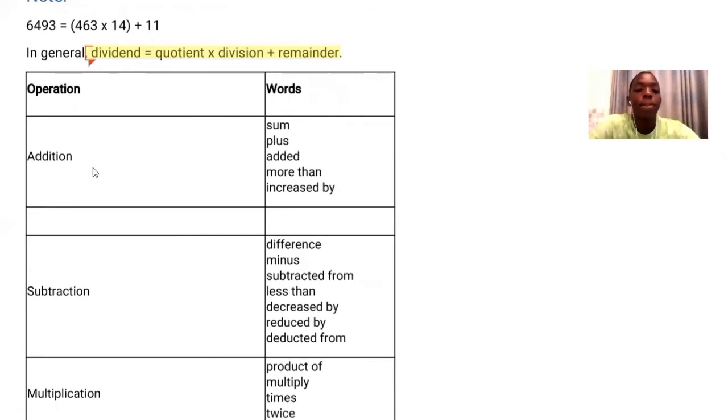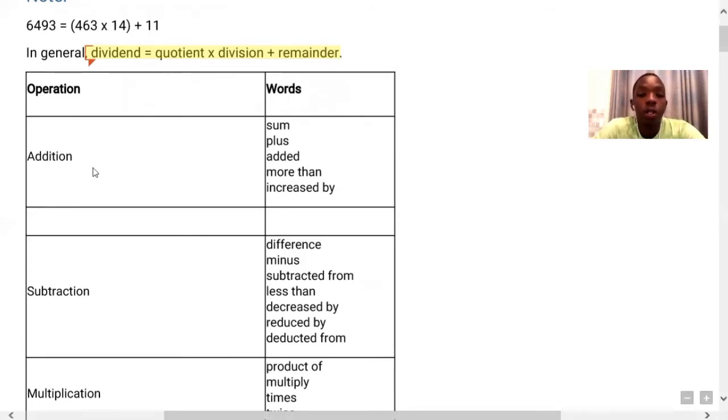So in addition, you'll be told that Mwangi had 5 mangoes. James had 2 mangoes more than Mwangi. How many mangoes does James have? So basically what you want to do is to add the 5 mangoes of Mwangi plus the 2 mangoes of James to get the 7 mangoes that are required.